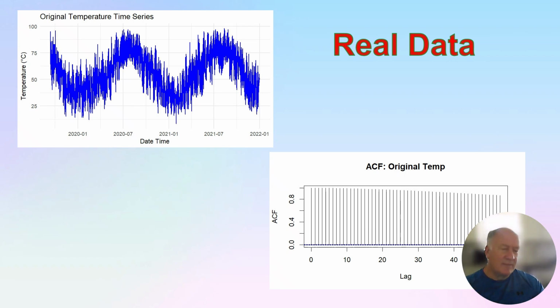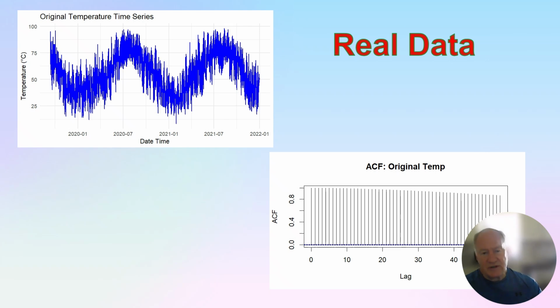So here's some real temperature data that was taken with a weather station at the sustainability farm at Stockton University, and this shows two years of data. So what we should see is a seasonal 12-month cycle, and also a daily cycle.